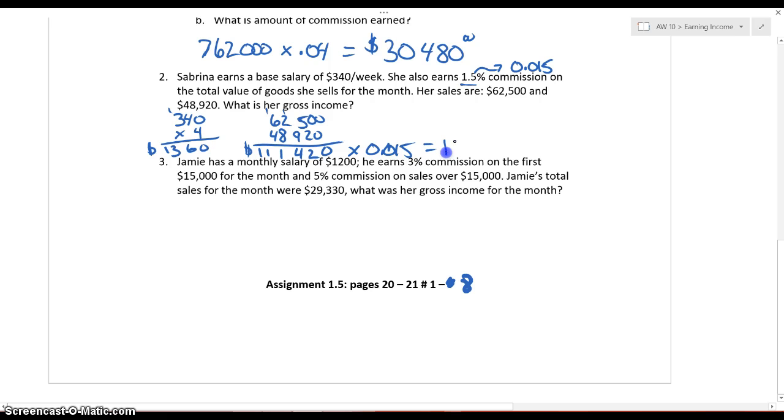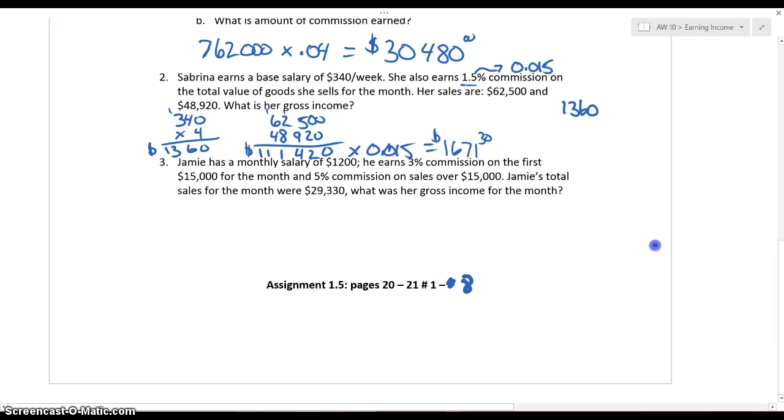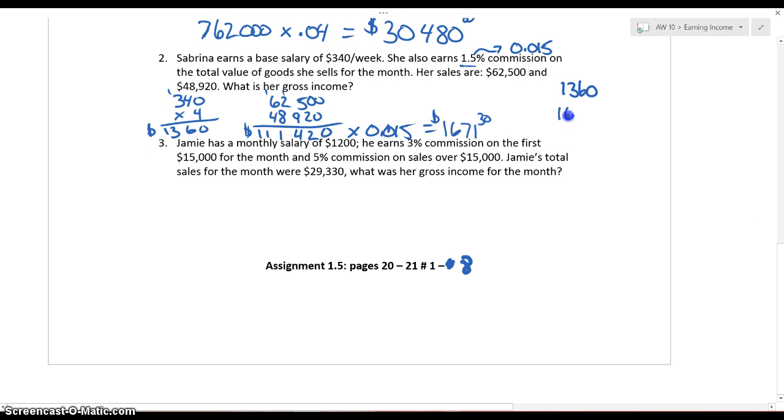1671.30. So to figure out how much Sabrina earned, you're going to take your 1360, her base salary, and add her commission, which is 1671.30. Add those together. For that month, Sabrina earned $4,031.30.